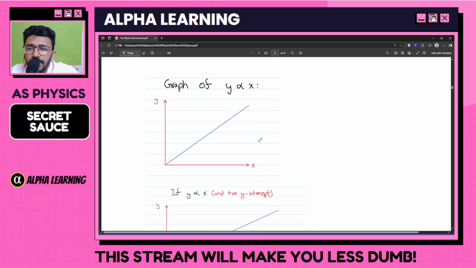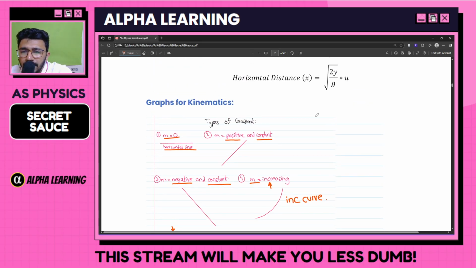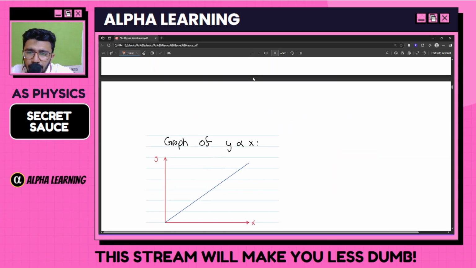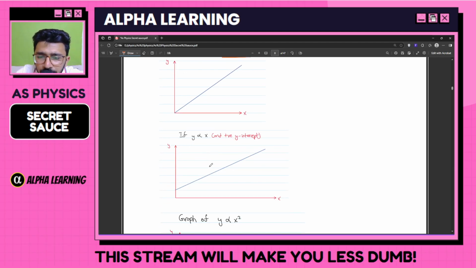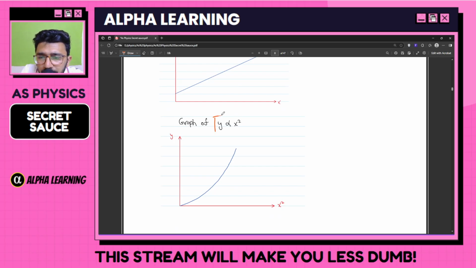Before applying these gradient key types, you need to know some more things as well. You need to know that if your graph is of y is directly proportional to x, it will be a straight line passing through the origin. If your graph is of y is directly proportional to x, but you have a positive y-intercept, you will have a graph like this passing not through the origin. This graph will not pass through the origin because it has a positive y-intercept, and y is directly proportional to x. That's why it is a straight line. If you have to draw a graph of y is directly proportional to x square, you will draw a curve like this. Simple.